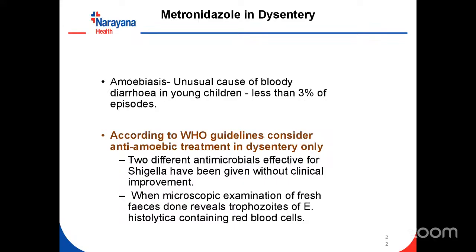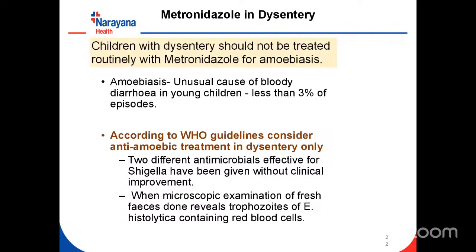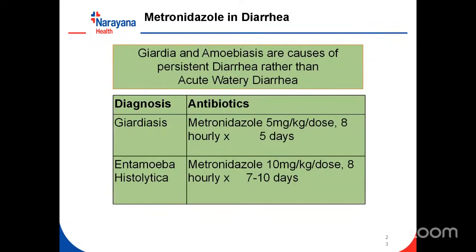These are the standard guidelines by even the WHO. Amoebiasis is an unusual cause of bloody diarrhea in young children, in less than 3% of the episodes. And you use metronidazole only when you have actually demonstrated trophozoites of E. histolytica containing red cells. So a child with dysentery should not be treated routinely with metronidazole for amoebiasis. These are the doses that are there. For giardiasis, metronidazole 5 milligram per kg per dose every 8 hours for 5 days, and for entamoeba 10 milligram per kg 8 hourly for 7 to 10 days.